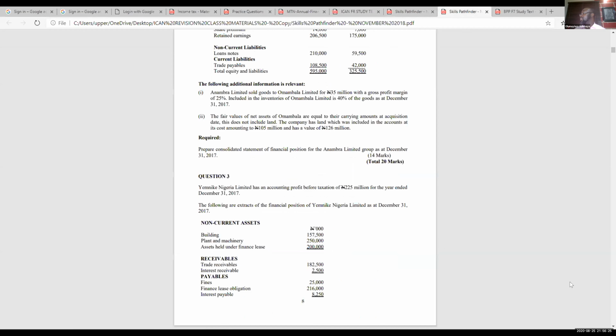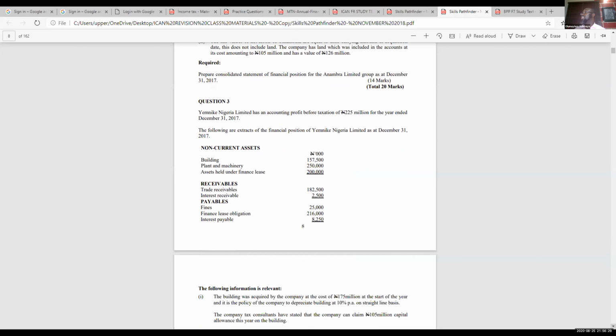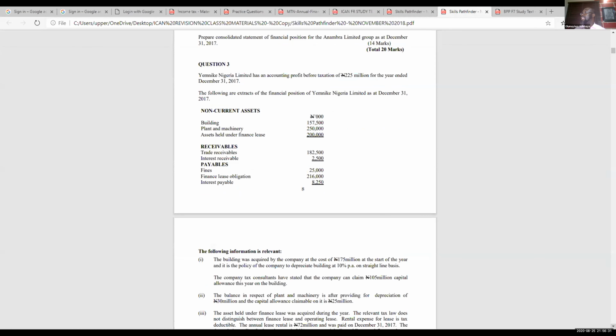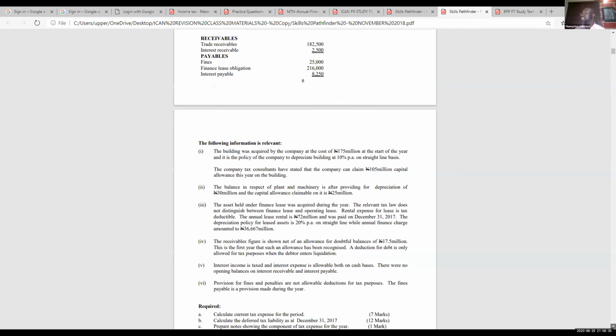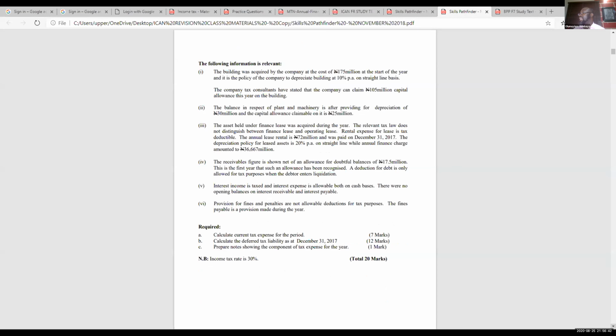But this is a question. The question presents you with the balance sheet of Yemenike Nigeria Limited, and also provided you with about 6 additional information. And the 20-mark question reads thus: A, calculate current tax expense for the period, 7 marks. Calculate deferred tax liability, 12 marks. And prepare notes showing the component of tax expense, 1 mark.